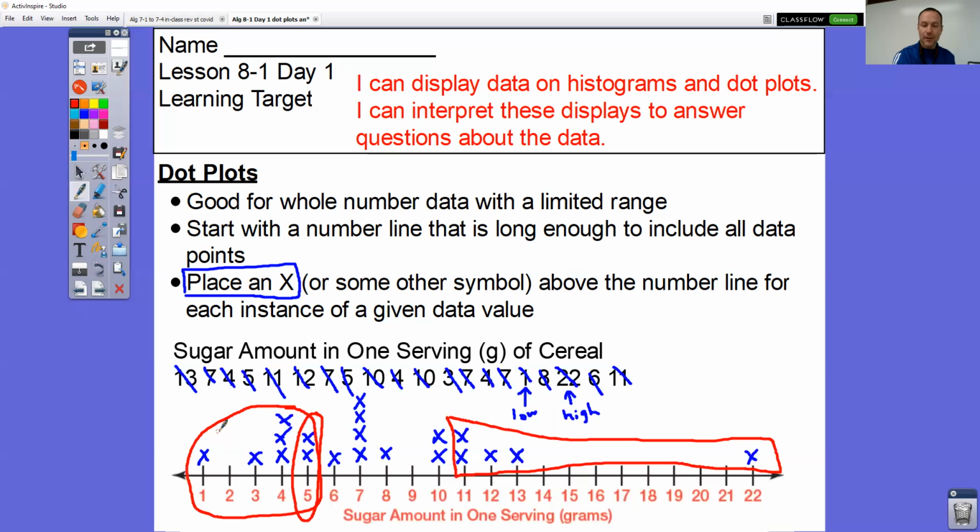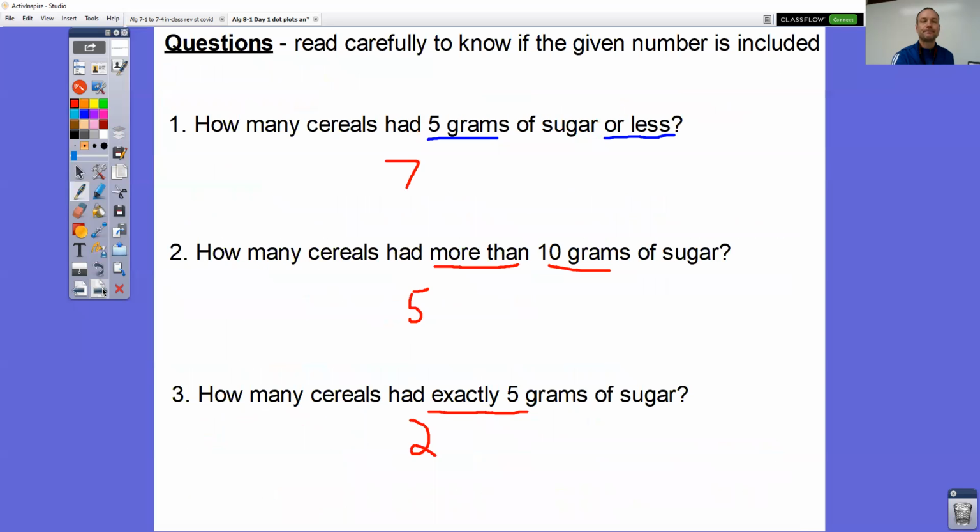So that's what a dot plot is. It's sort of like an X plot. I would prefer if you put X's, but technically you could put anything that you want above it. It's sort of like a bar graph, sort of. But it's called a dot plot.